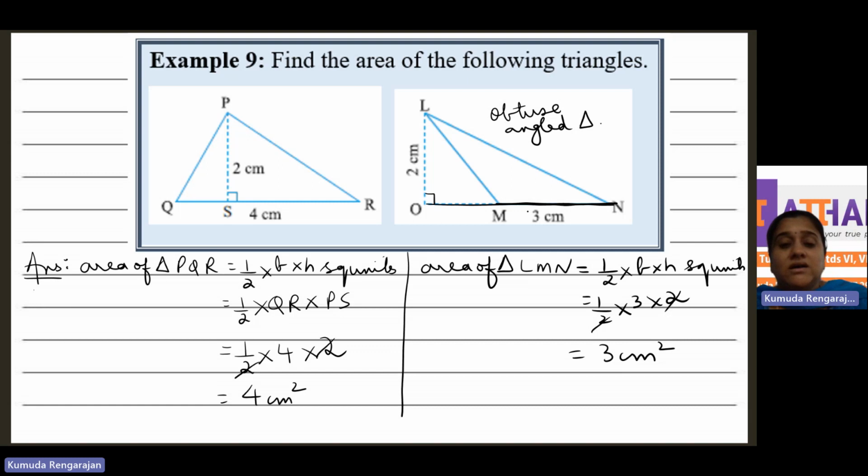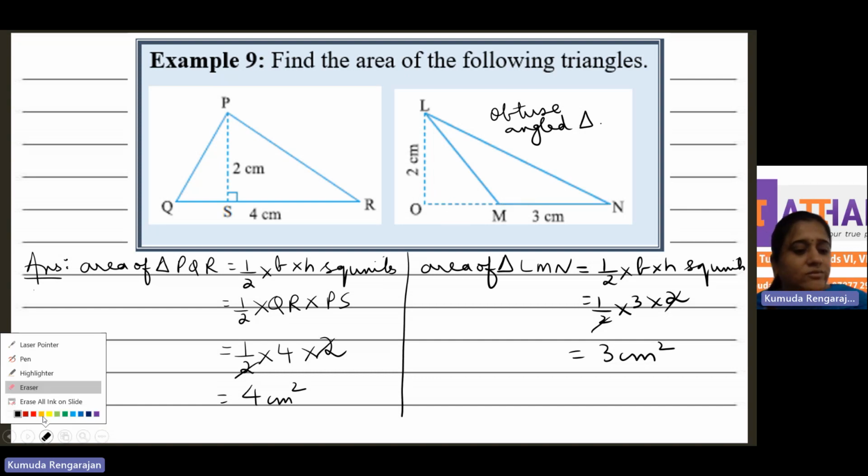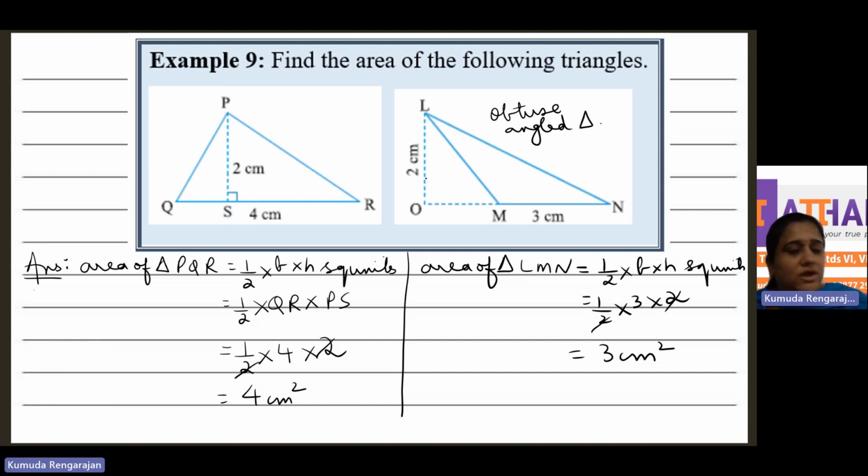Because the altitude does not fall on MN. It falls on NM produced. That's why the dotted line. The altitude will not fall on MN. It will fall on NM produced. You're asking why the dotted lines, right? To show that the altitude cannot fall on MN, but it can fall on NM produced like this. The same side, when it's produced, the altitude falls there. For that, dotted lines.